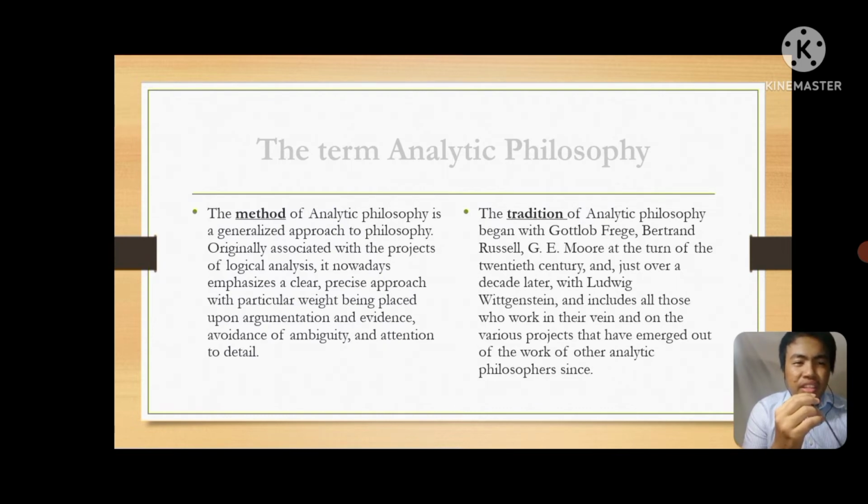The method of analytic philosophy is a generalized approach to philosophy, originally associated with the projects of logical analysis. It nowadays emphasizes a clear, precise approach with particular weight being placed upon argumentation and evidence, avoidance of ambiguity, and attention to detail. The tradition of analytic philosophy began with Gottlob Frege, Bertrand Russell, George Edward Moore at the turn of the 20th century, and just over a decade later with Ludwig Wittgenstein, and includes all those who work in their vein and on the various projects that have emerged out of the work of other analytic philosophers since.